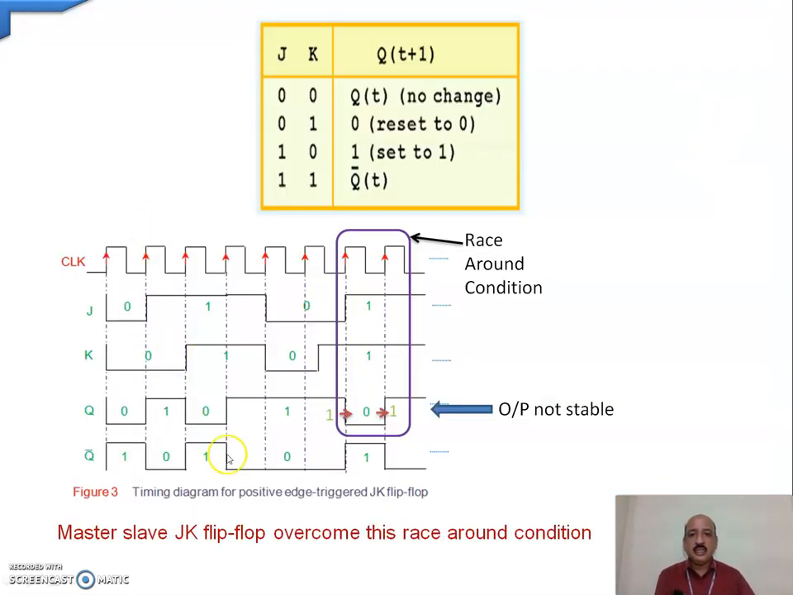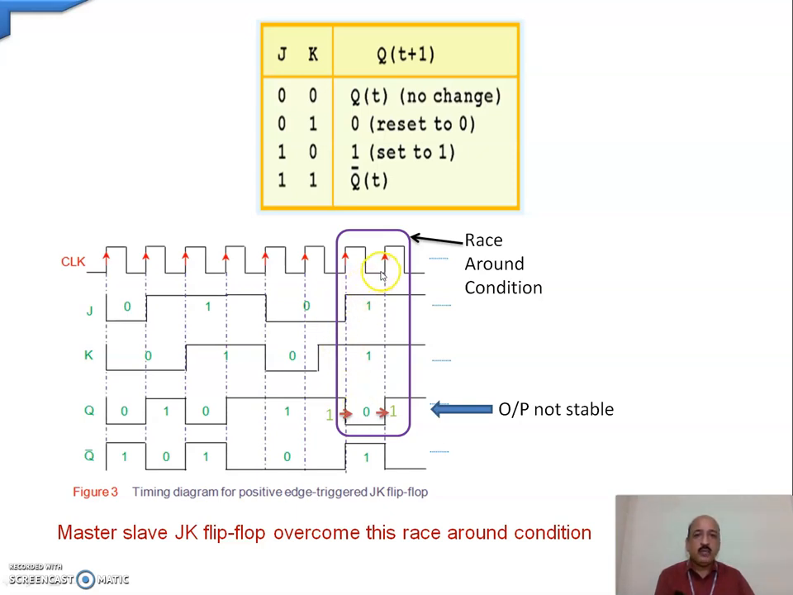Here, we can see the race around condition in this timing diagram of the positive edge triggered JK flip-flop. Here J is the input, K is the input, Q is the output. Here the clock pulse is applied. Let us see this state where Q is equal to 1. Now we have J is equal to 1, K is equal to 1 and a positive edge trigger clock pulse. Therefore the output Q, which was 1, will become 0.